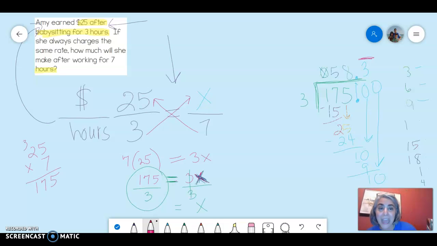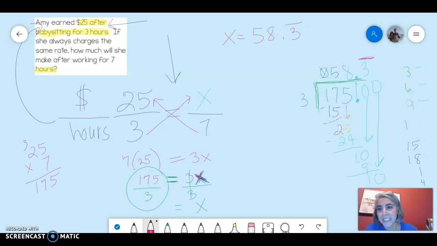So my x, I now have a solution. My solution is going to be 58 and a repeating 3. So 58 and 3/10 repeating.